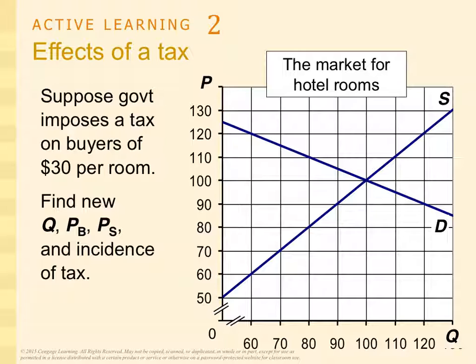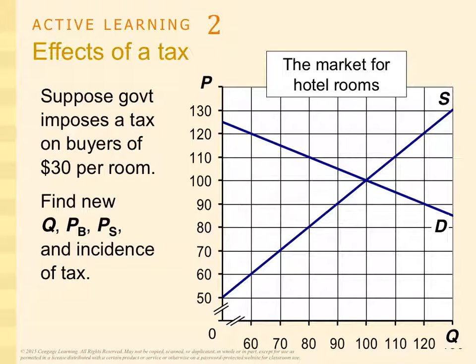Here, let's see one example and complete this video. In this example, you are going to assume that the government imposes a tax on buyers of $30 per room, and find the new quantity, the price the buyers pay, the price the sellers receive, and the incidence of the tax. So what the question is telling us is that there's going to be a tax imposed of $30 per room.